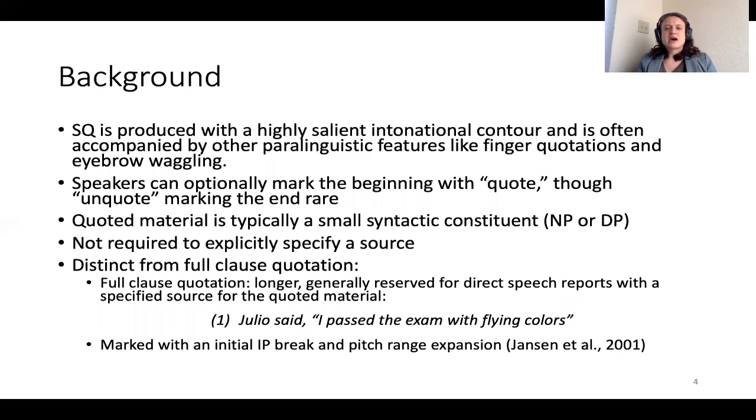Subclausal quotation is produced with a highly salient intonational contour and is often accompanied by other paralinguistic features such as finger quotations and eyebrow wiggling. Speakers can optionally mark the beginning with the lexical marker quote, though unquote marking the end of the quotation is rare. Quoted material is typically a small syntactic constituent, such as an NP or DP, and it's not required to explicitly specify a source. This is one of the things that distinguishes it from full clause quotation, which is generally longer and reserved for direct speech reports, with a specified source for the quoted material, such as in one. Julio said, "I passed the exam with flying colors." The intonation of full clause quotation has been described as being marked with an initial intonation phrase break and a pitch range expansion.